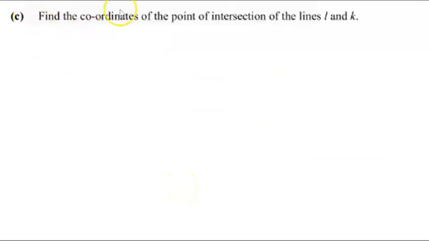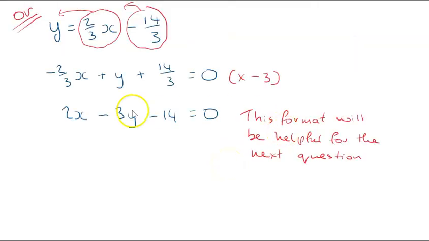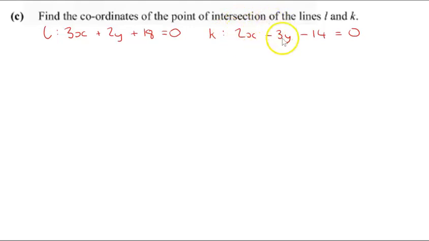Part C. Find the coordinates of the point of intersection of the lines L and K. So the line L that was given to us is 3x plus 2y plus 18 is equal to 0. The line K we created here, 2x minus 3y minus 14 is equal to 0. So we came up with this ourselves. So to find the point of intersection, we want to solve simultaneously.